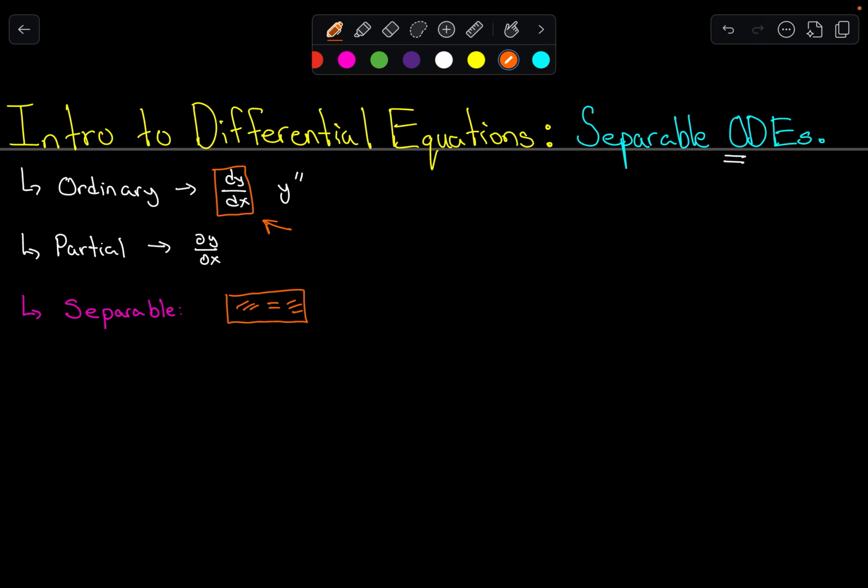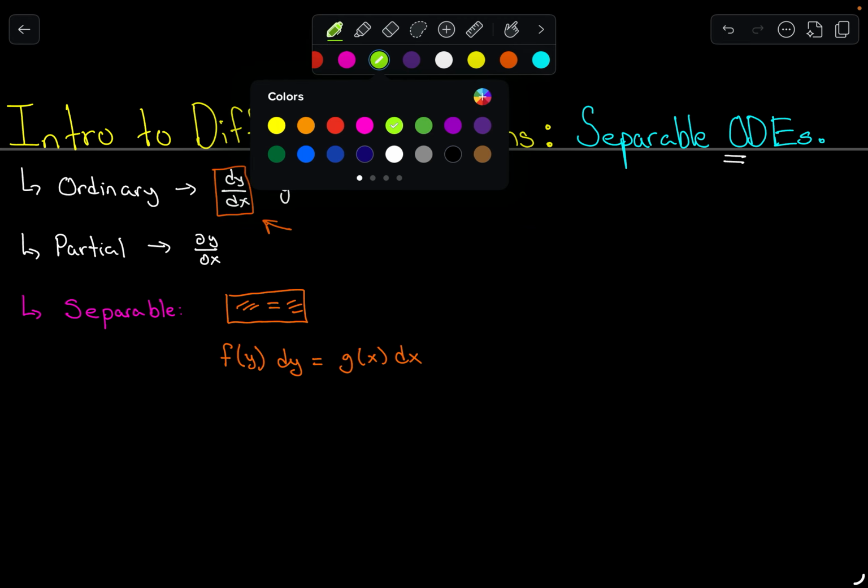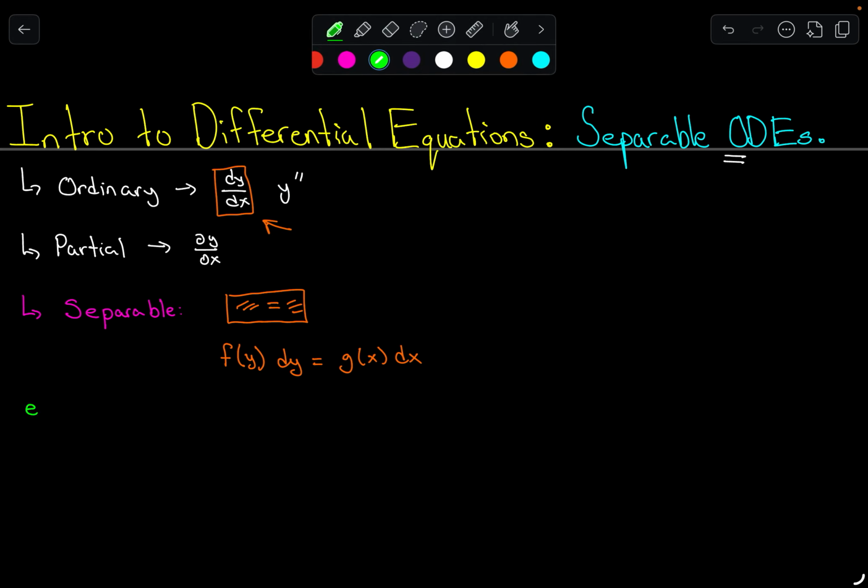The idea is that it's considered separable if I can write it in the form where, if I put everything with y on one side, I'd be able to write it like this, and if I put everything with x on the other side, I'd be able to write it in this particular form. This is literally what it means for our differential equation to be separable. I think it's pretty challenging to understand it very well just by looking at this, so let's see if we can get a nice, easy example.